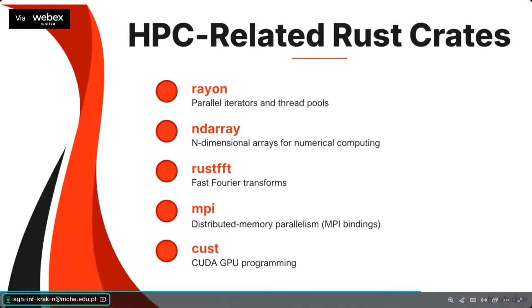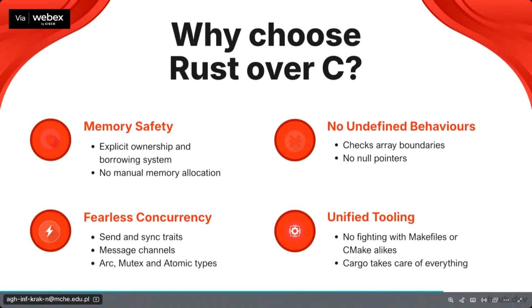These are Rust crates, and they are quite useful in HPC. You can see some calculation, some parallelization, memory parallelism, even CUDA and GPU, you have something for it. So that's great. Right. So again, I'm now doing a sales pitch.